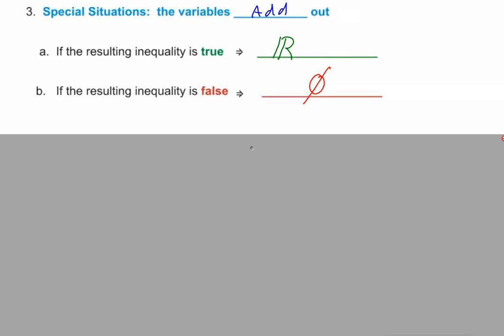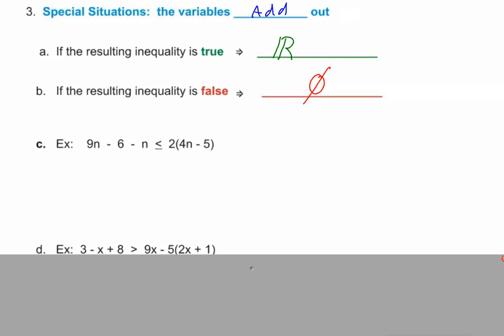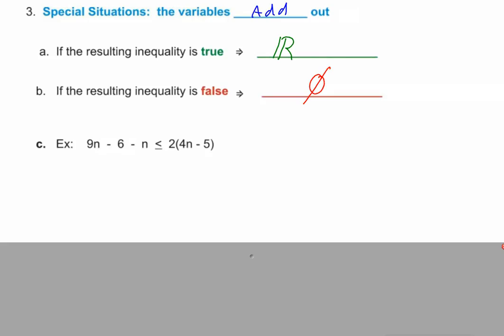In other words, no matter what you put in for the variable, you will not get a true statement. There are no solutions. None exist. All right, so let's do a couple of examples involving this.